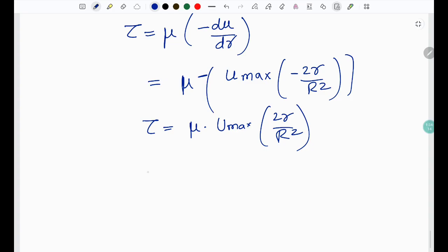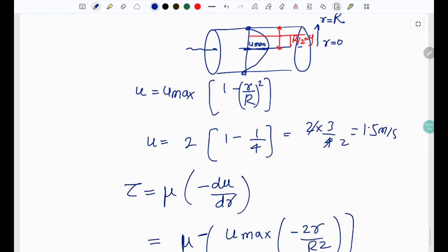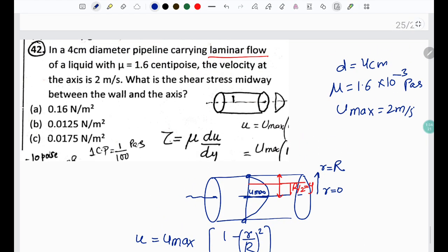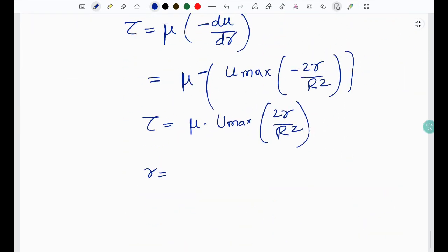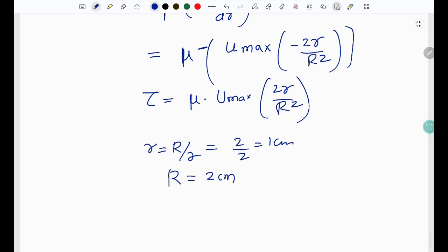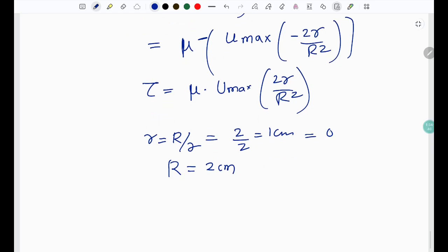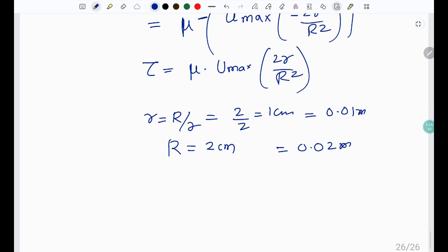So we have the diameter of 4 centimeter, therefore capital R is 2 centimeter. Small r is where the question has asked us the location, R by 2, so it will become 2 by 2, that is 1 centimeter, and capital R is 2 centimeter. This will be 0.01 meter, this will be 0.02 meter.